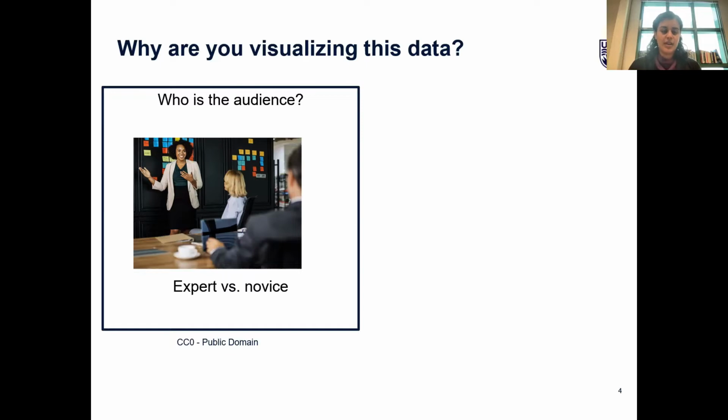So the first thing we would encourage you to consider is, who is the audience for your visualization? So is the audience an expert in the field? Are they an expert in the data? Will they know the story that you're trying to tell?